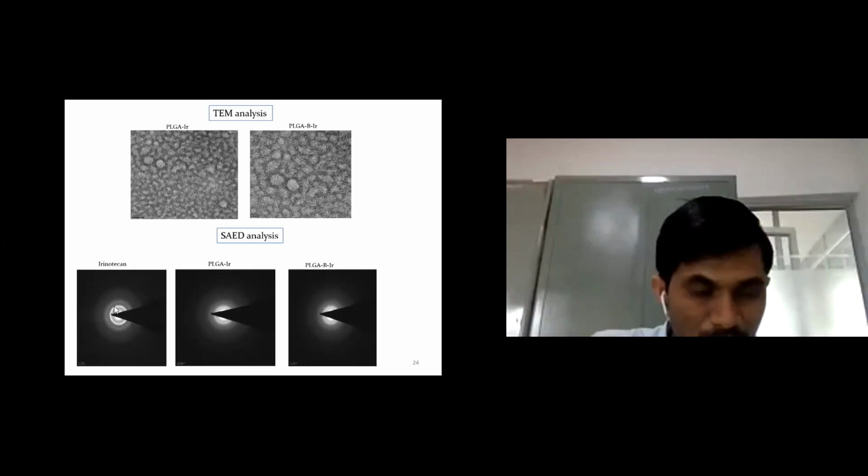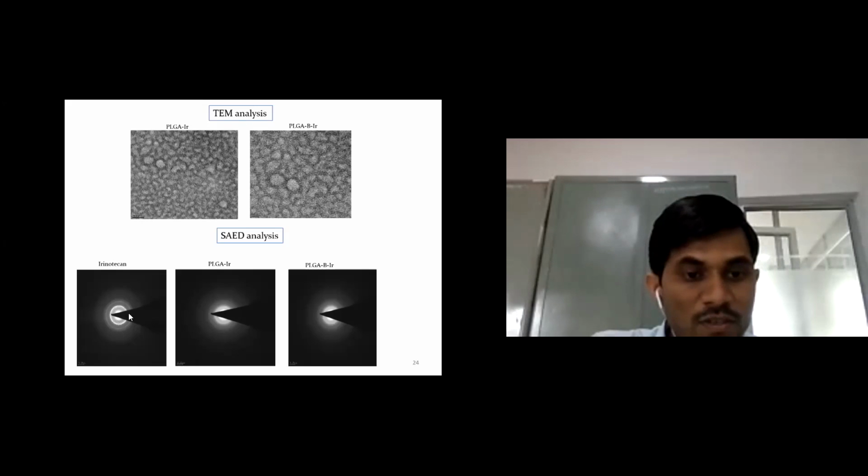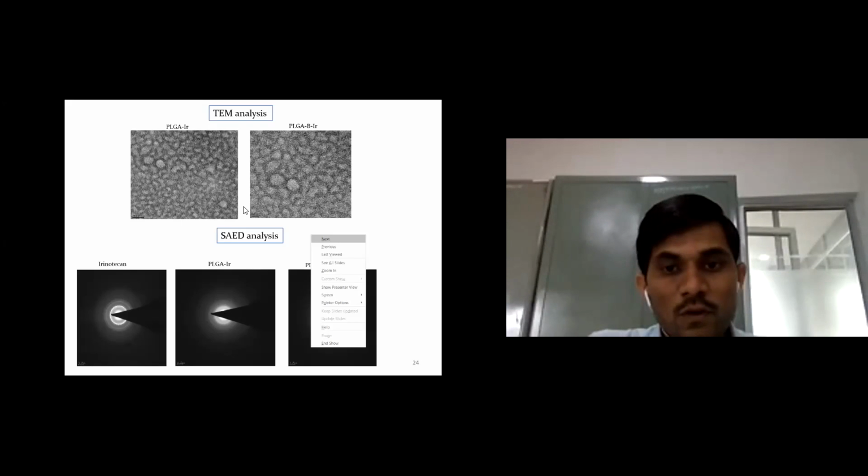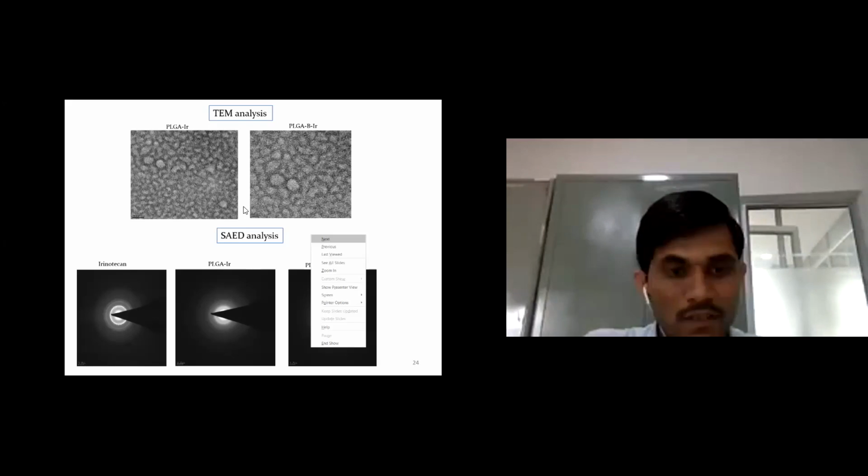Because when we see the first image, there is a discontinuous ring of this circle, which indicates the crystalline diffraction of this irinotecan sample. Then an atomic force microscopy study was used to check the surface morphology. Here in the 3D image, we can see the surface morphology. And in this line graph, we can see the spherical morphology and the size of these nanoparticles.